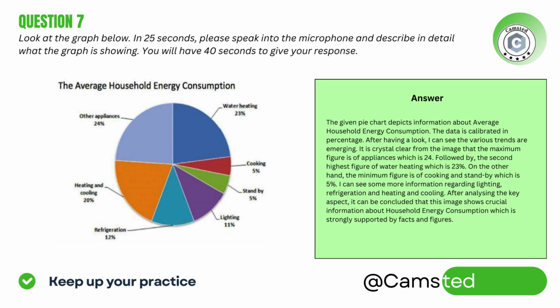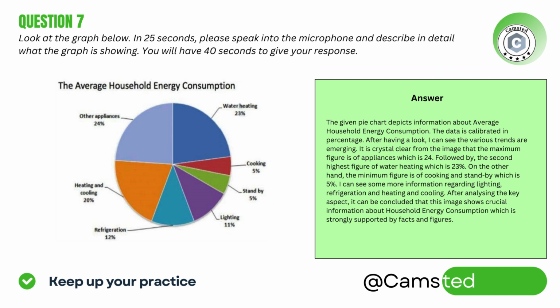The given pie chart depicts information about average household energy consumption. The data is calibrated in percentage. After having a look, I can see the various trends are emerging. It is crystal clear from the image that the maximum figure is of appliances, which is 24.